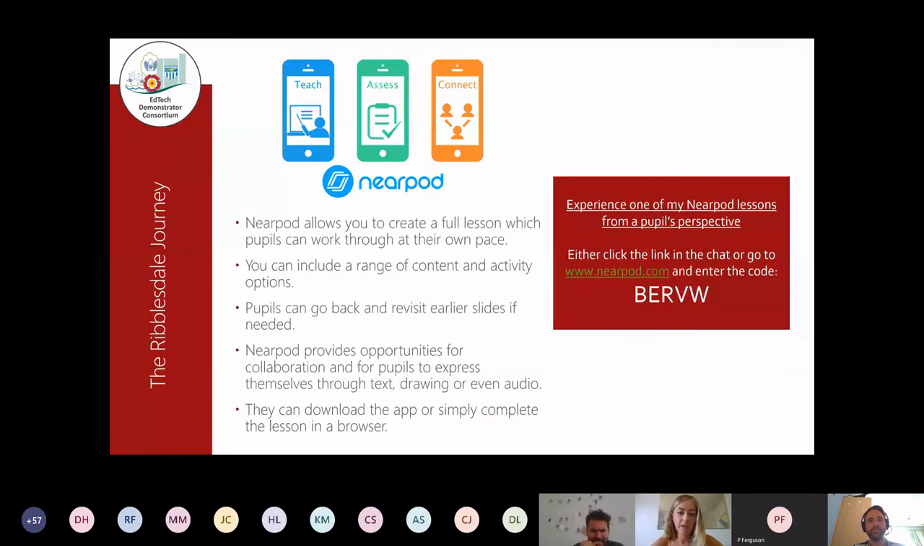So just to give you a bit of an experience from a pupil's perspective, again, I'm going to pop a link into the chat. So if you would like to have a go at it, then you can do. If you can't access the chat, you can just go to nearpod.com and put the code in that is on the screen. And hopefully you'll just get a bit of an idea of how it works more as a lesson. So you're able to just browse through it and look at the variety of activities. And I think Lee's going to just show you, for those of you that can't access, roughly what that looks like.